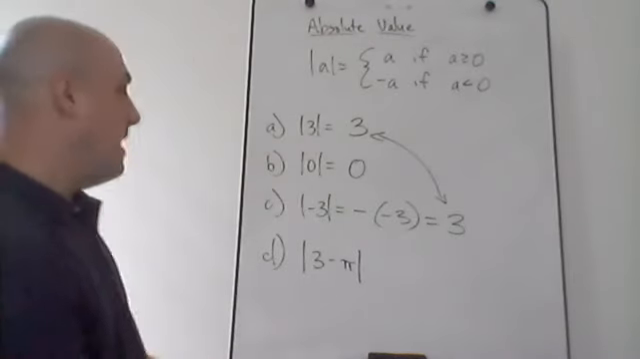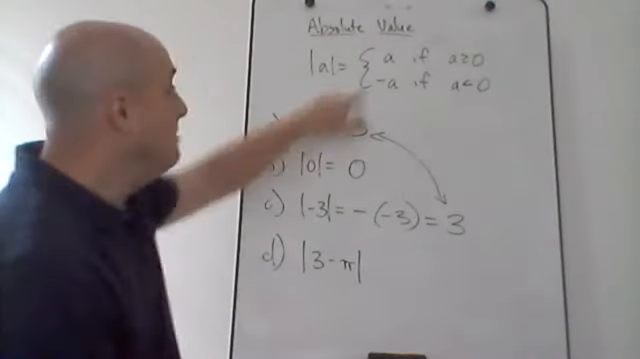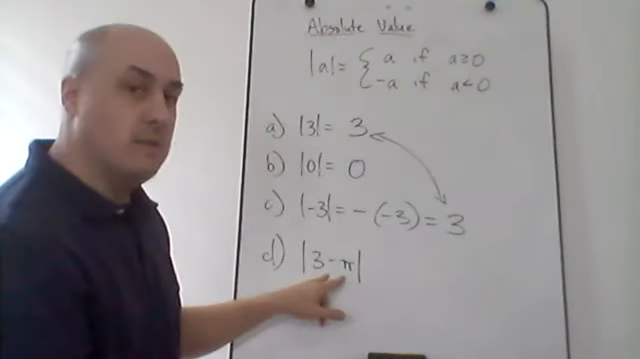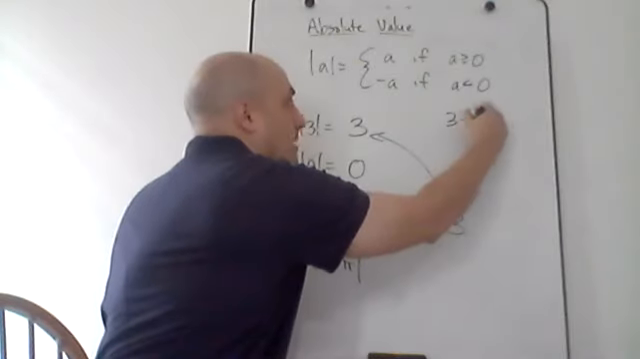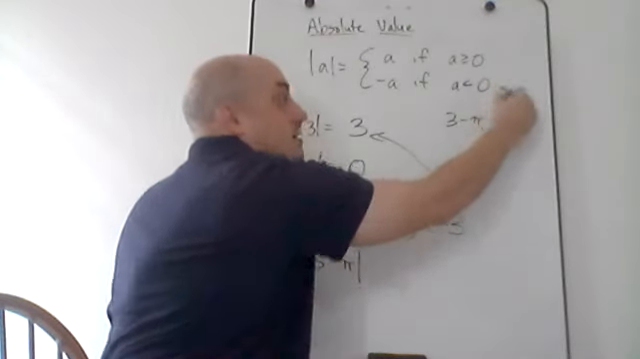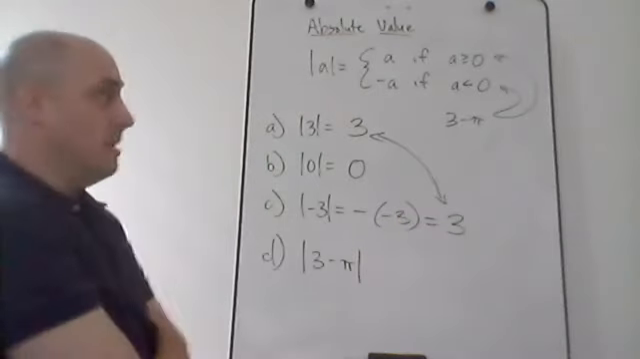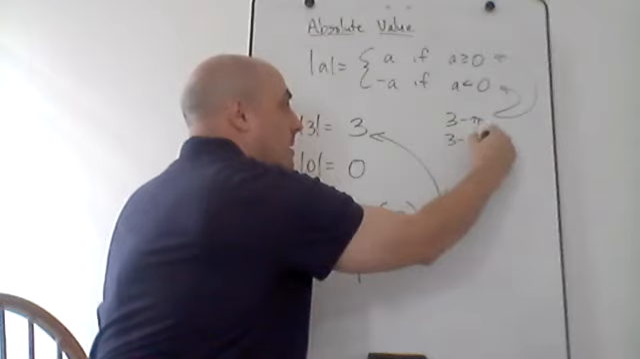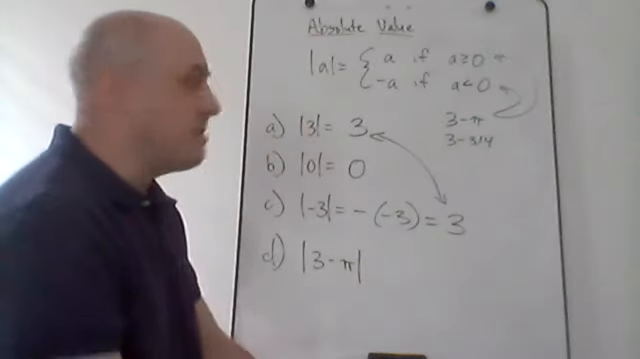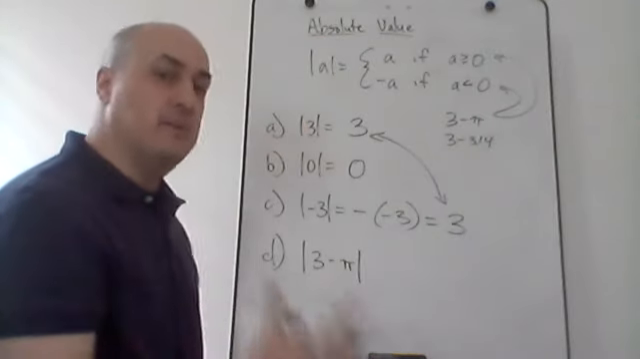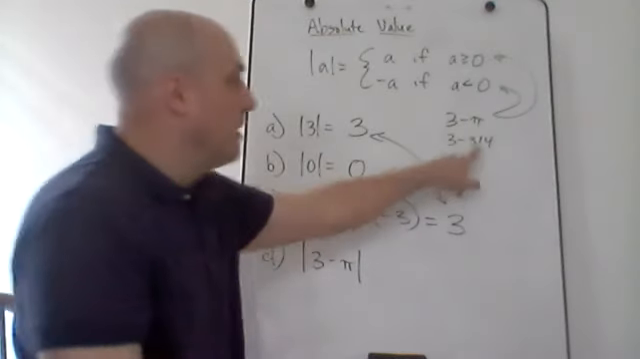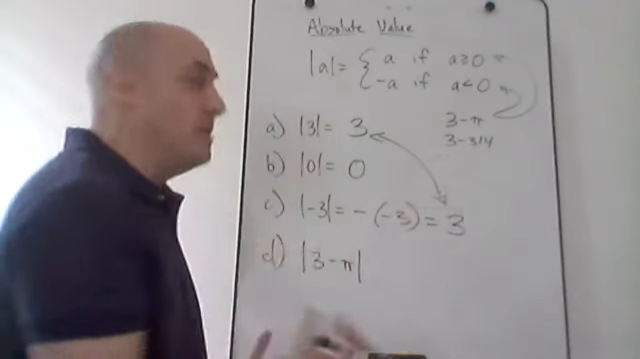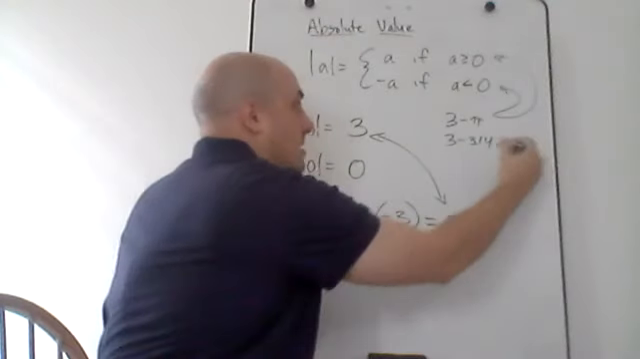So the absolute value of 3 minus pi. I have to use my definition. Is what's inside that absolute value greater than 0 or less than 0? That's what we have to decide. Think about what pi is equal to. Most people know that pi is approximately 3.14. So if I do 3 minus 3.14, would that give me a positive or a negative value? Well, 3.14 is bigger than 3, so I'm going to get a negative result. It's going to be less than 0.